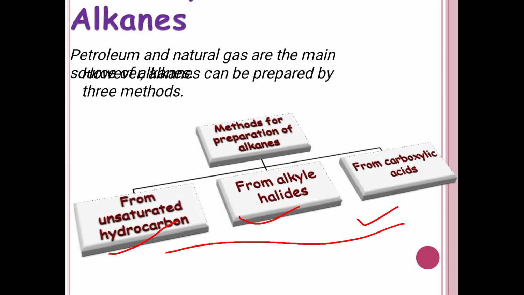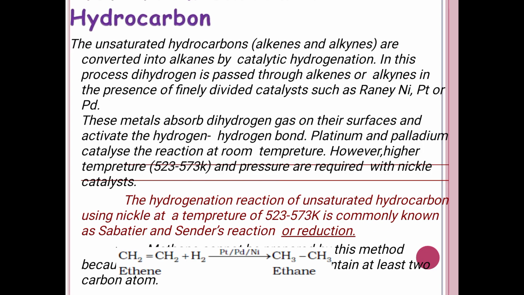We will see the preparatory methods. First type is from unsaturated hydrocarbons. We know unsaturated hydrocarbons are alkenes and alkynes. So from alkenes and alkynes we can prepare alkanes. This process is known as catalytic hydrogenation, that is addition of hydrogen.